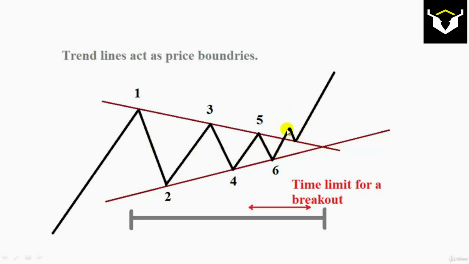Once prices break out of the triangle, sometimes prices pull back. When prices pull back, the trend line itself acts as a support zone and prices reverse to make a new high. So the prior trend is resumed after the breakout of prices beyond the triangle.